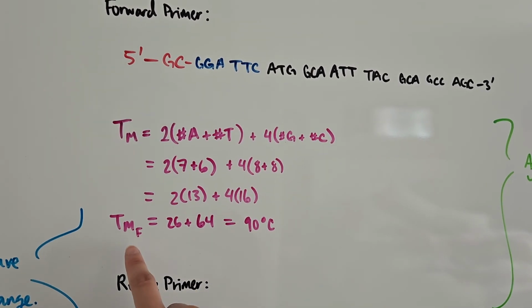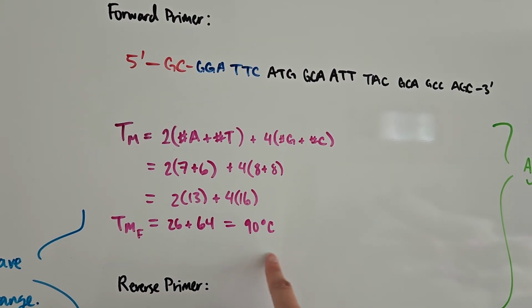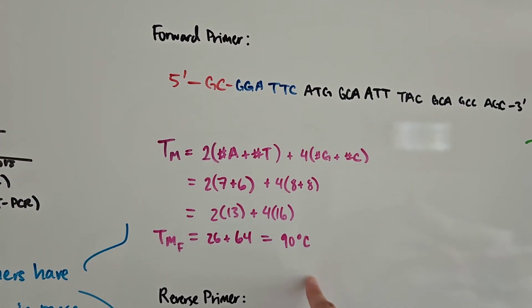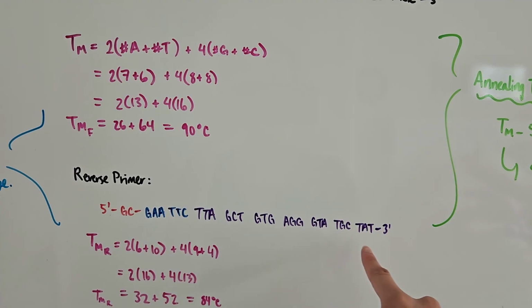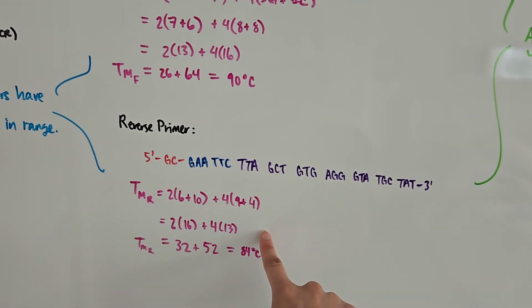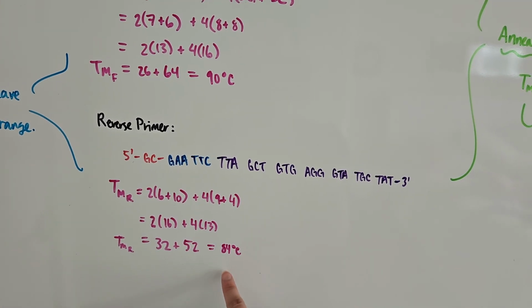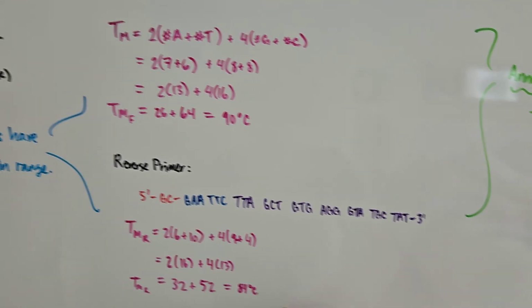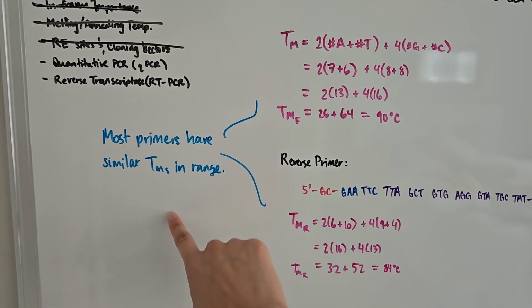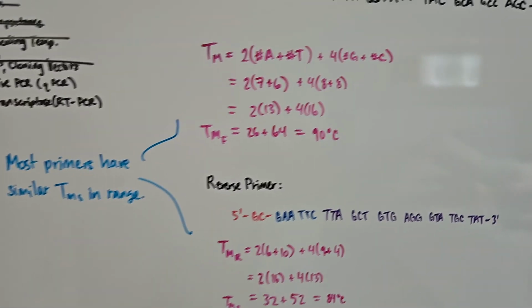And the melting temperature for my forward primer is 90 degrees Celsius. I don't know how it is in Fahrenheit, so do not ask me the Fahrenheit stuff. Only use Celsius. For my case, I've only used it. Reverse primer, same thing. I've gotten 84 degrees Celsius for my reverse primer. So they are both different for the forward and reverse, so that's okay. They are going to be similar in range, so that's fine.